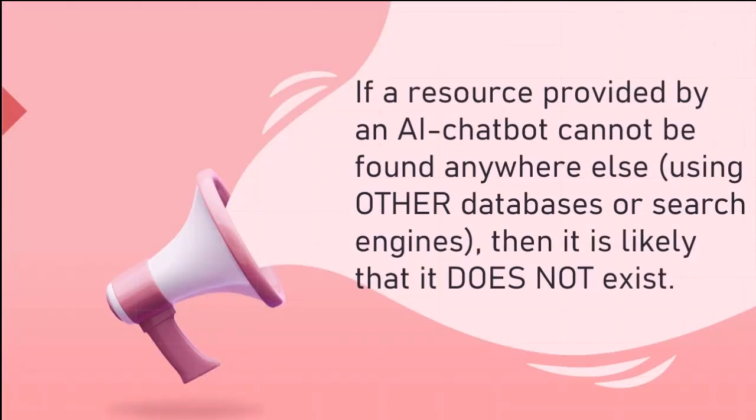So I just want to draw this out again. If a resource that you've gotten from an AI chatbot cannot be found anywhere else or using other databases or search engines, it is likely it does not exist. Really, it's better to avoid using generative AI like ChatGPT to actually find articles. It's really not originally intended for that use, and just the chance of hallucination is too high. It's not worth it. It'll just send you on a wild goose chase.